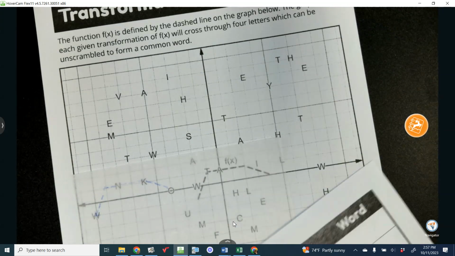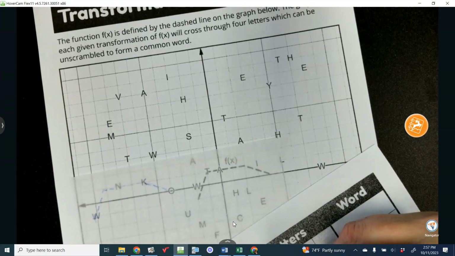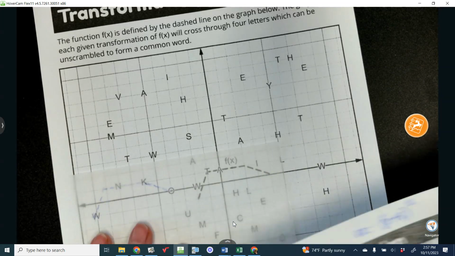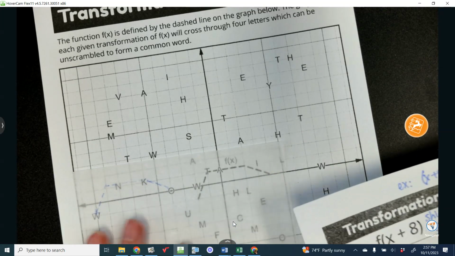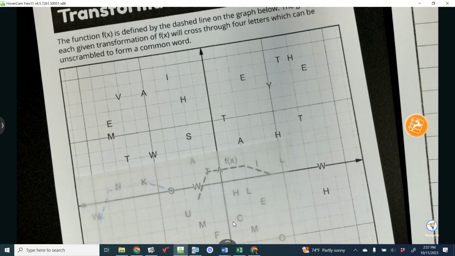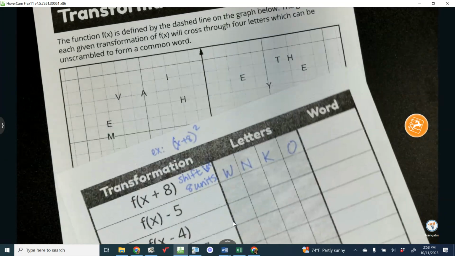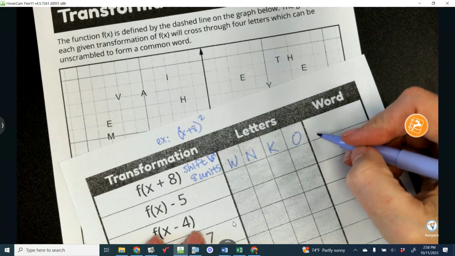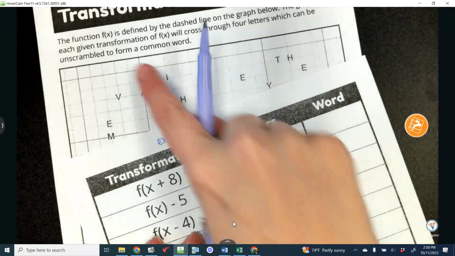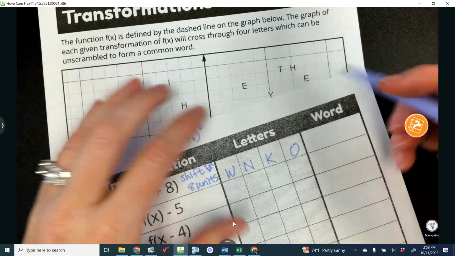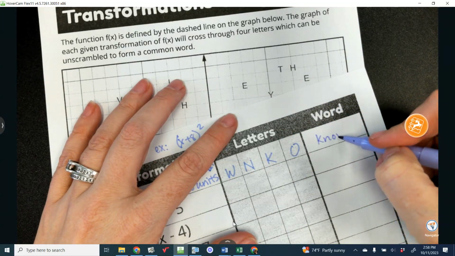So what I'm going to do now is 4 letters, W, N, K, and I think that's O. That's what's supposed to be. It's also indicating negative, but I think it's an O. And then we try to make a word out of the letters. That's how we know we did it right, so it makes an actual word. It's a common word. It says use the function with letters which can be unscrambled to form a common word.